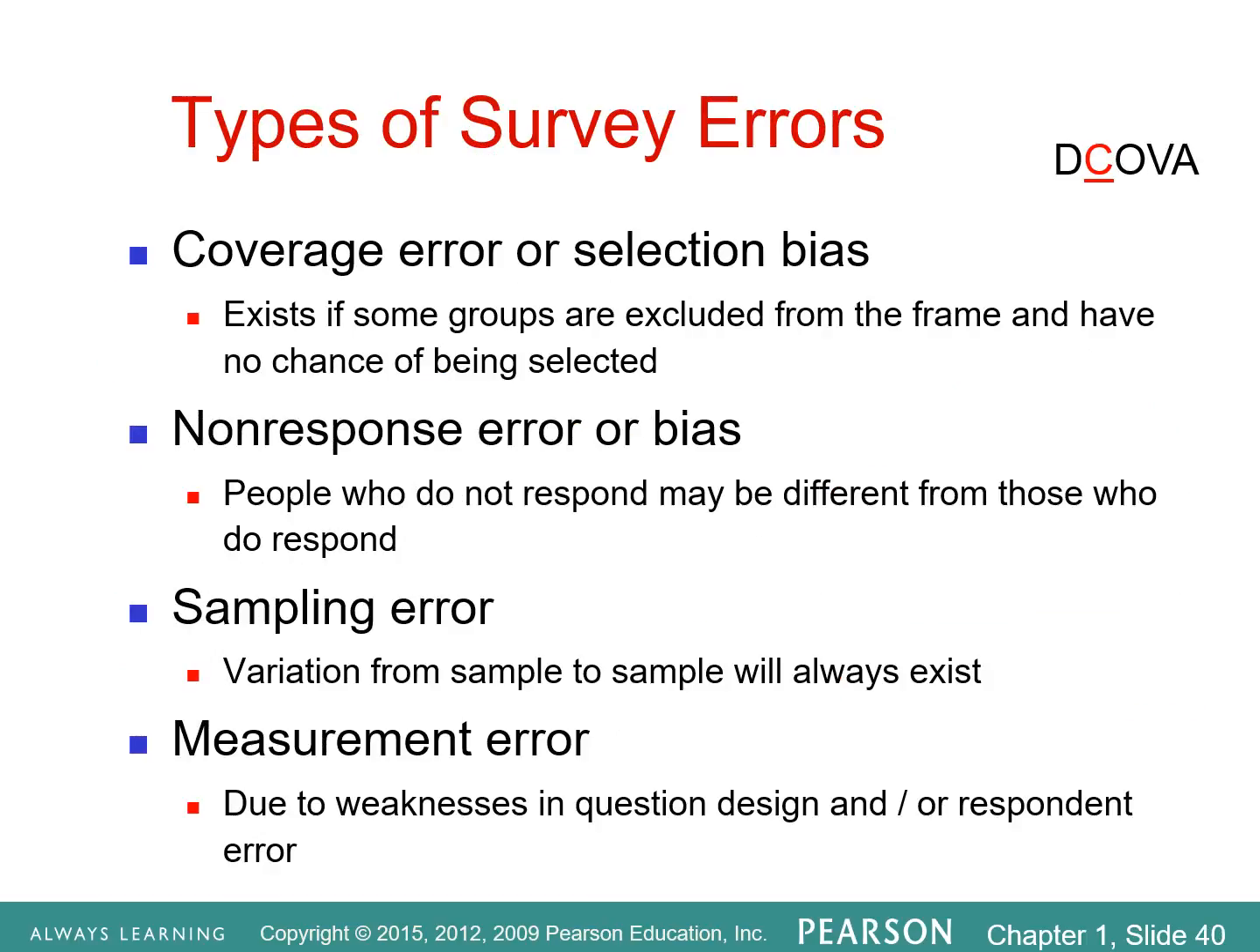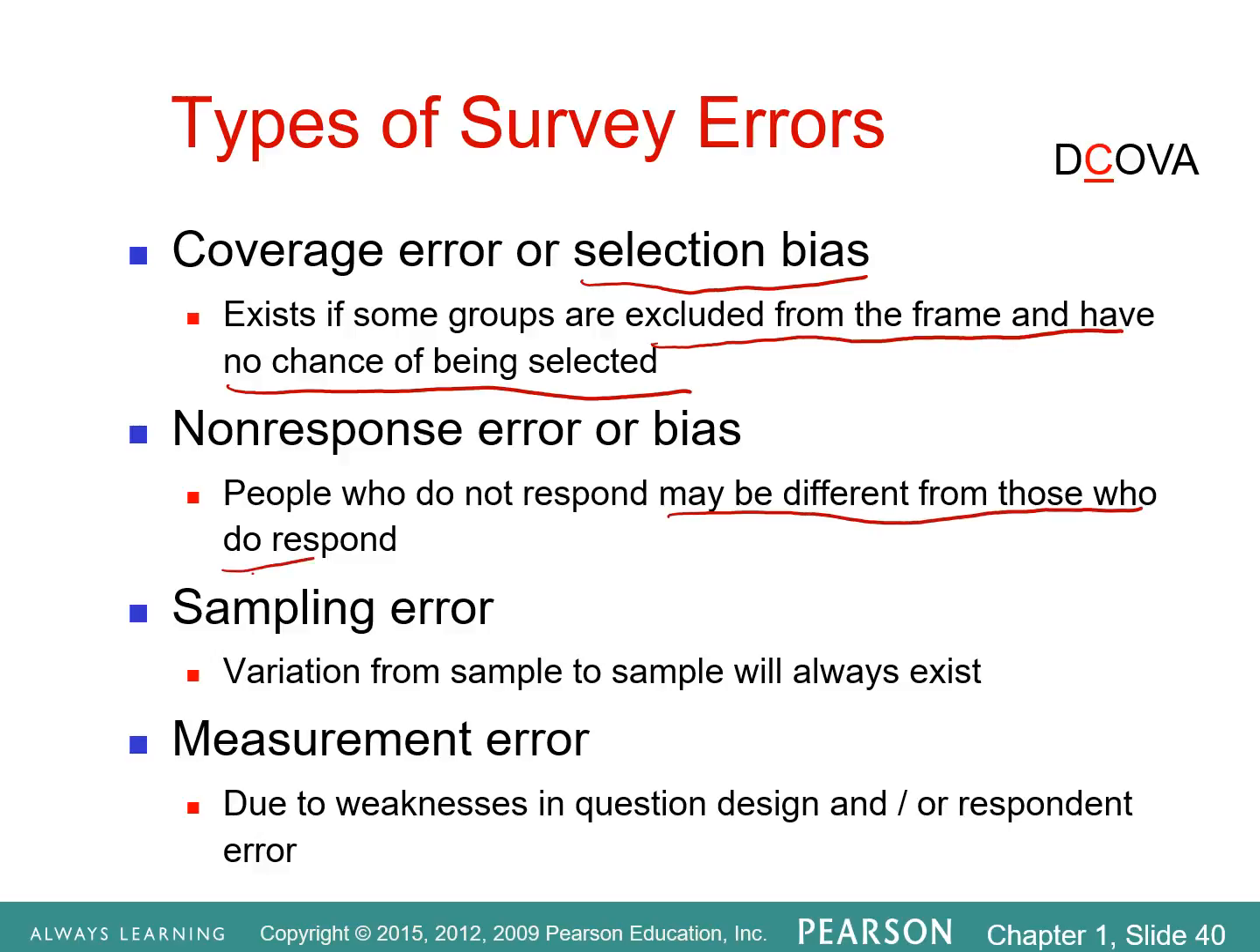There are types of survey errors. There's coverage error. There's not enough coverage, or there's bias in our selection. For example, we only ask one type of group these questions. These errors exist if some groups are excluded from the frame and have no chance of being selected. Non-response error or bias: people who do not respond may be different from those who do respond. Okay, sampling error: variation from sample to sample will always exist.